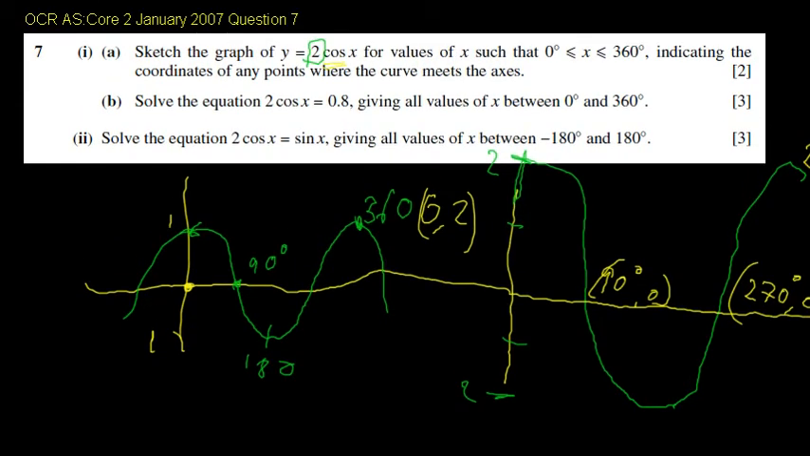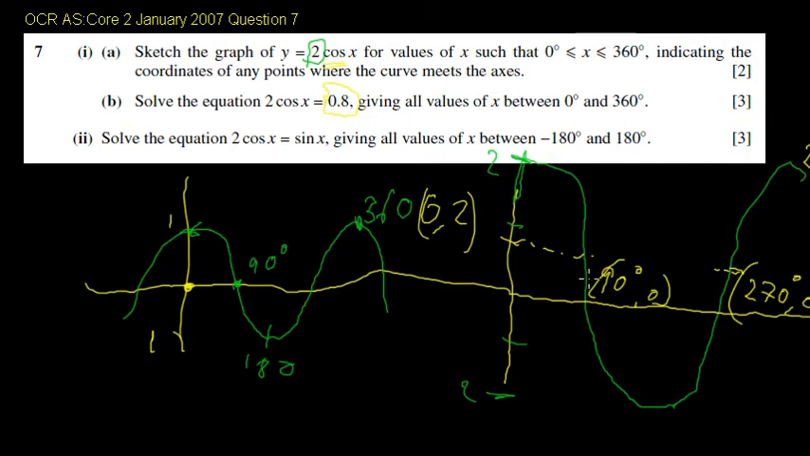Okay, so let's look back at our initial question. It says, solve the equation 2 cos x = 0.8. 0.8 would be somewhere here, and think of it as just what the y coordinate would be. There are 2 ways of doing this. You could use your calculator or use some trigonometric function to solve this. Wait, no, that's the next part of the question. We just sub this in here.